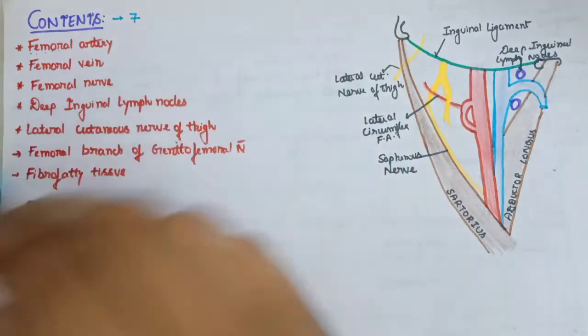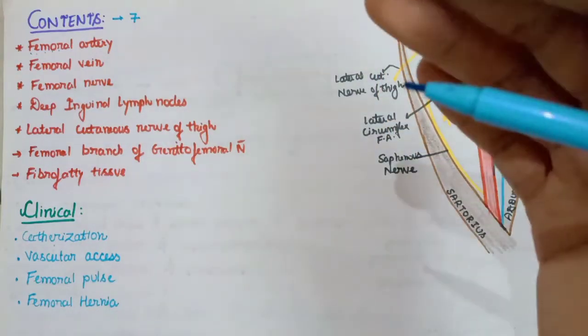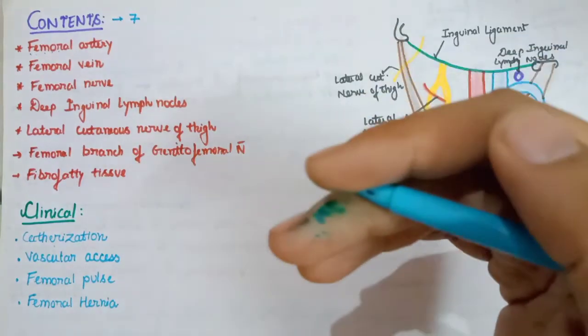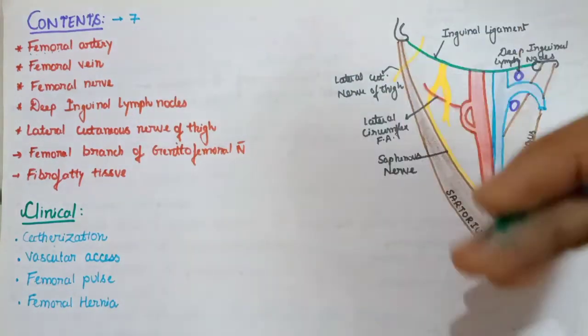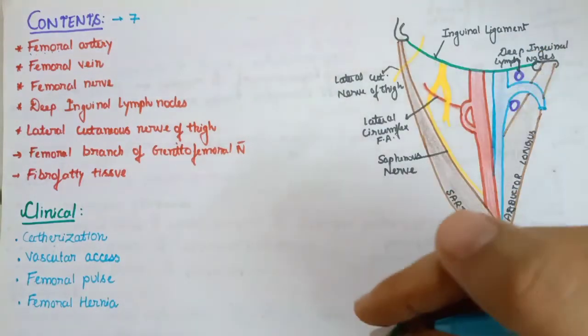I request you to watch the 3 videos: the first one is the femoral triangle, then the femoral sheath and femoral canal in succession, to have a good overview of this upper front of the thigh, especially the upper 1/3 part. Okay, so we have 7 contents.